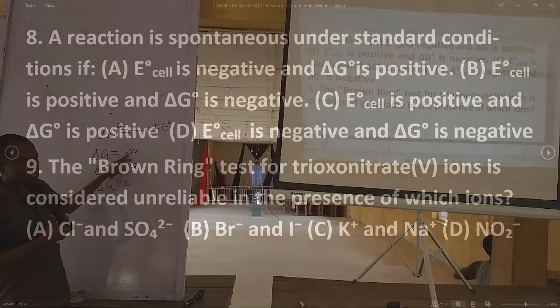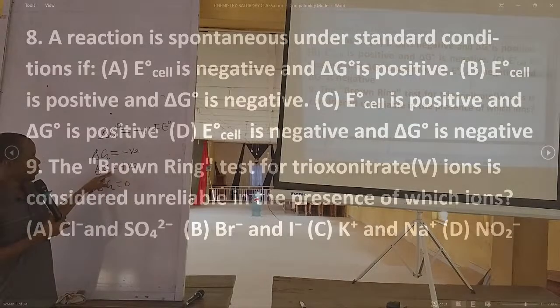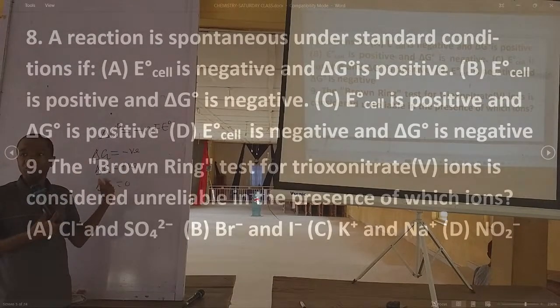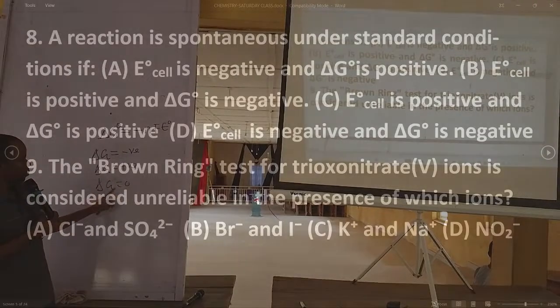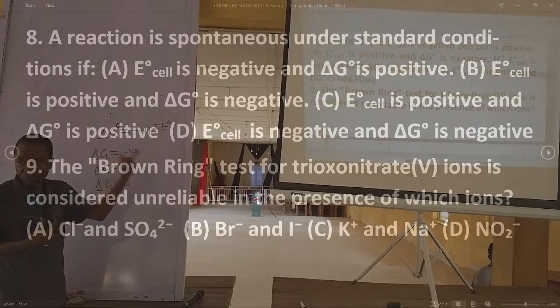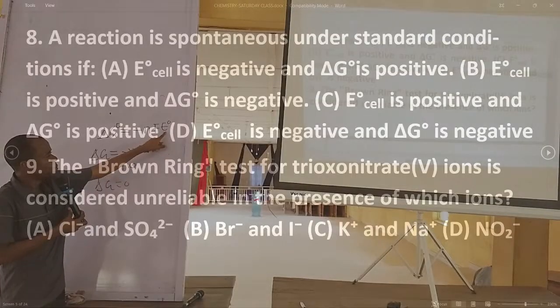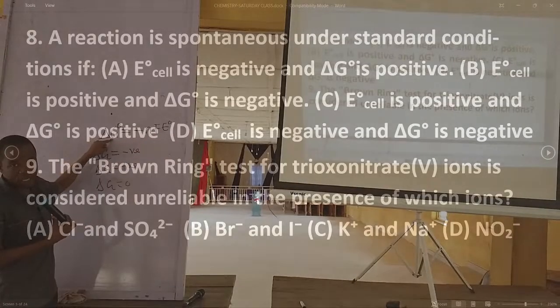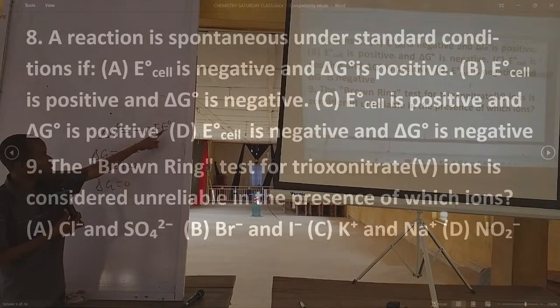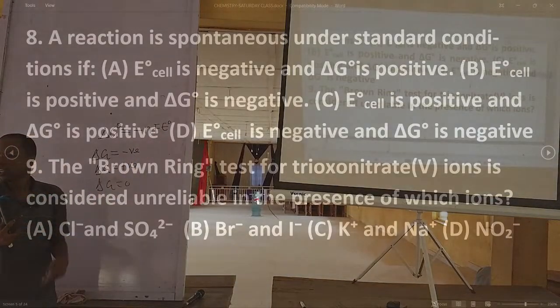Delta G being negative, the reaction is spontaneous. Delta G being positive, the reaction is non-spontaneous. And delta G being equal to zero, the reaction is at the state of equilibrium. But what do you think? Don't forget, F is only positive, 96,500. The only thing that can make delta G negative is if the value of this electric potential here is positive.